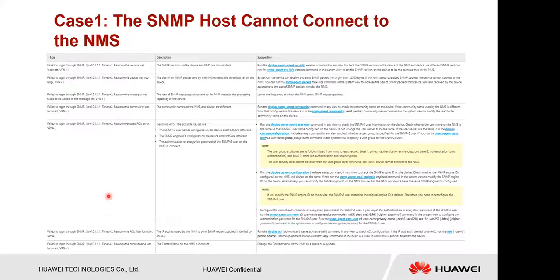The second last one is the ACL filter function. If you configure any ACL, you need to make sure that the ACL has permitted the NMS to send the SNMP request packet. If it's denied, you need to check back on your ACL. You can just use the command display acl and check whether the rule is correct or wrong. And the last part is the context name was incorrect. This means that the NMS context name is incorrect and you need to change the context name on the NMS itself.